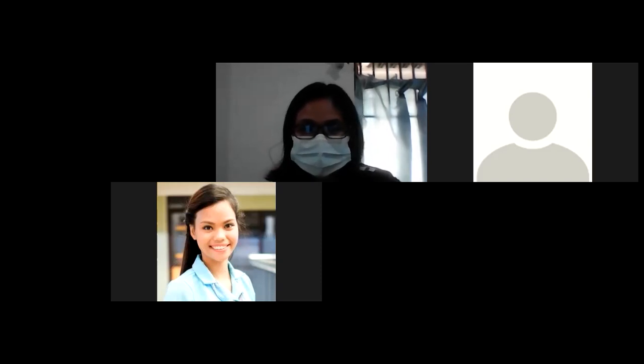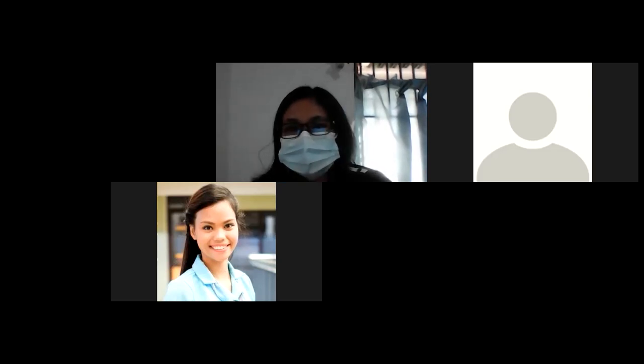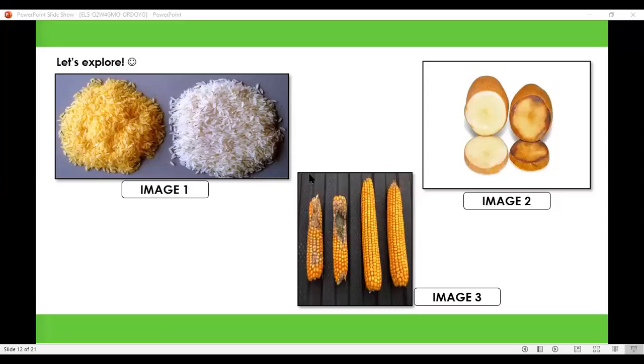Hi, ma'am. For the image 1, ma'am, there are two sets of rice po. Yung isa yung normal white rice. At yung isa parang golden rice siya since medyo yellowish siya. Hindi din siya brown rice kasi yellow siya. So I assume na golden rice siya. Okay. Okay, Ma'am Shine. What about for image 2?